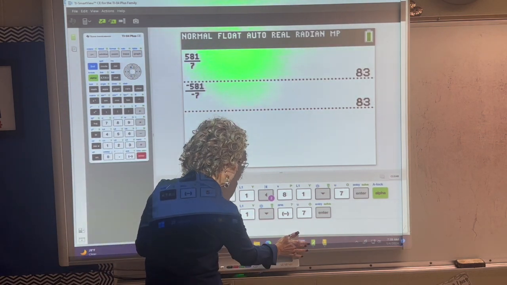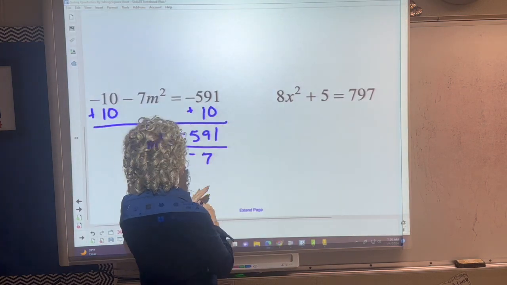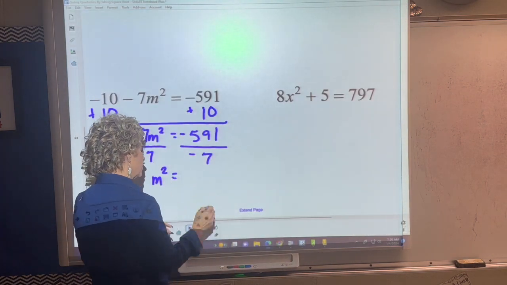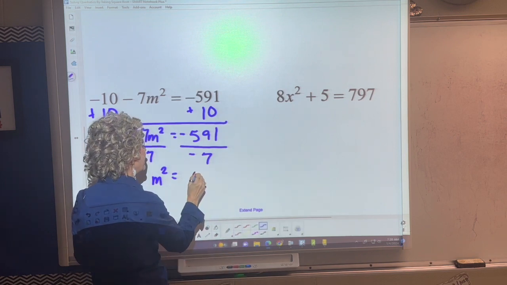So I have an 83. Here I go, I'm going to hit back. There we go. I'm going to come back over here. I get m squared equals 83. Now here's the kicker.